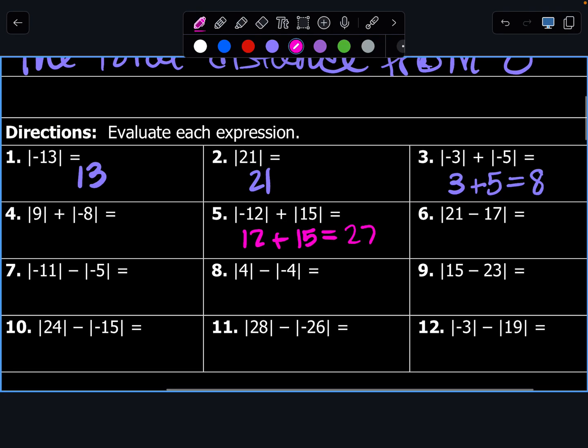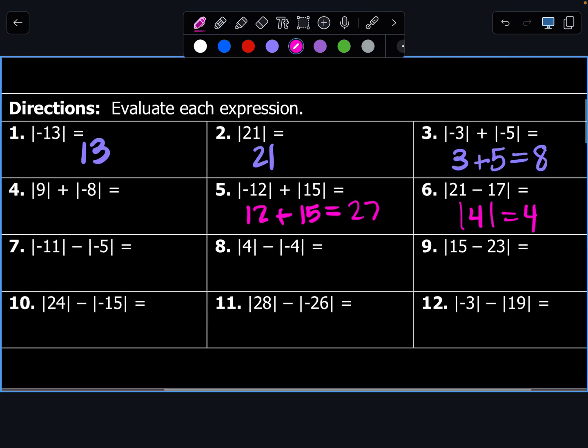What about 6? 21 minus 17. 4. Okay, and the absolute value of 4 is 4, right? Let's take a look at number 7. Negative 11 minus the absolute value of negative 5. So we rewrite 11. We keep this negative sign because it's not in between the absolute value bars. Negative 5 becomes 5, so we get 6.